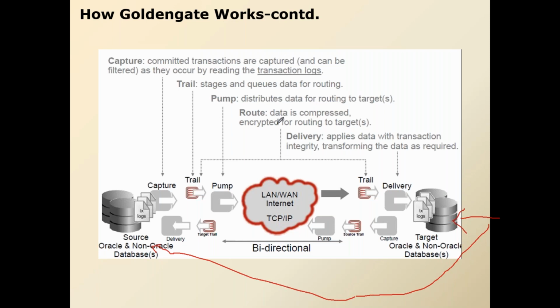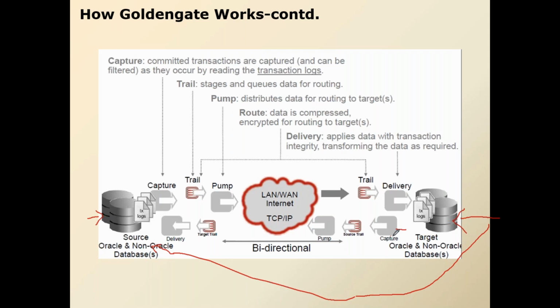I always say one thing, bidirectional is nothing but two-way unidirectional. So you have this site 1 and you have this site 2. Site 1 to site 2 replication is already configured. Now you will configure another replication from site 2 to site 1. So now site 2 will act as source. Site 2 will have its own transaction logs. Whatever changes are happening on site 2, you will have a GoldenGate extract process configured over here.